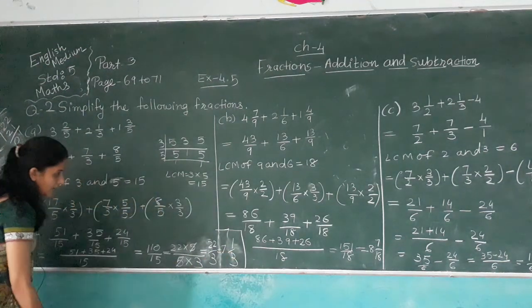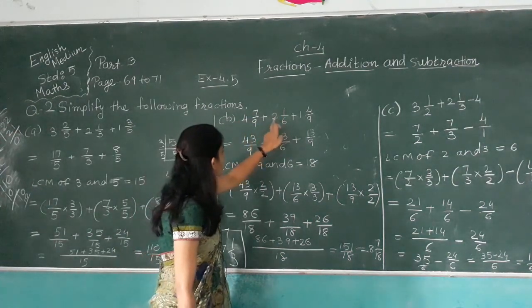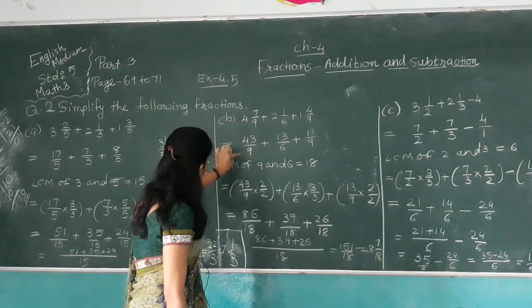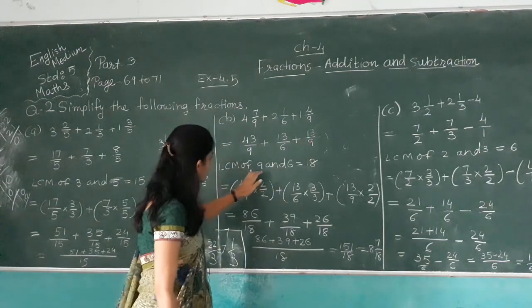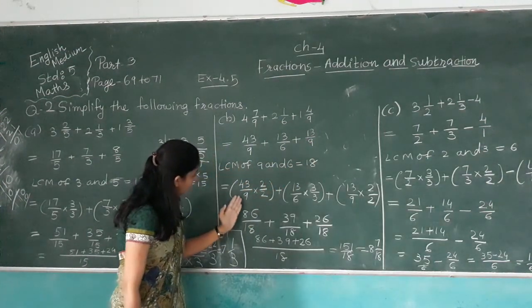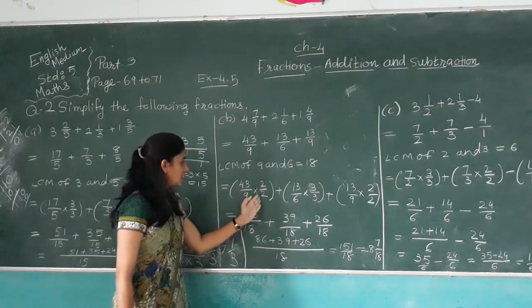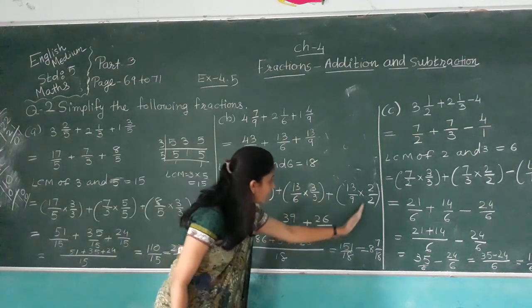Now another one: 4 7 out of 9 plus 2 1 out of 6 plus 1 4 out of 9. That is 43 out of 9 plus 13 out of 6 plus 13 out of 9. LCM of 9 and 6 is 18. Then 43 out of 9, 9 with digit multiply with 18, you get answer is 18. So 9 2s are 18. 6 3s are 18. 9 2s are 18.